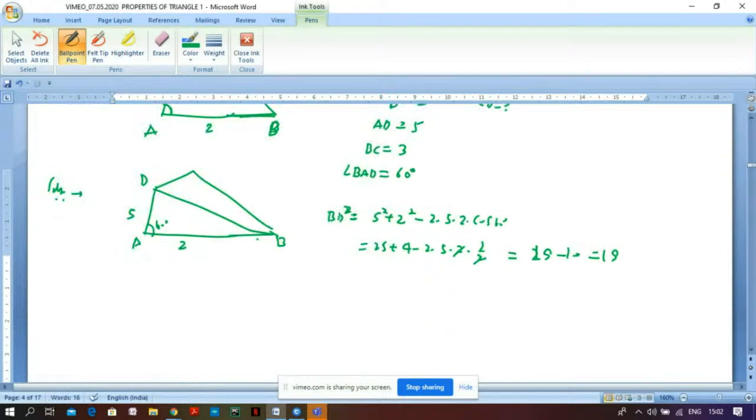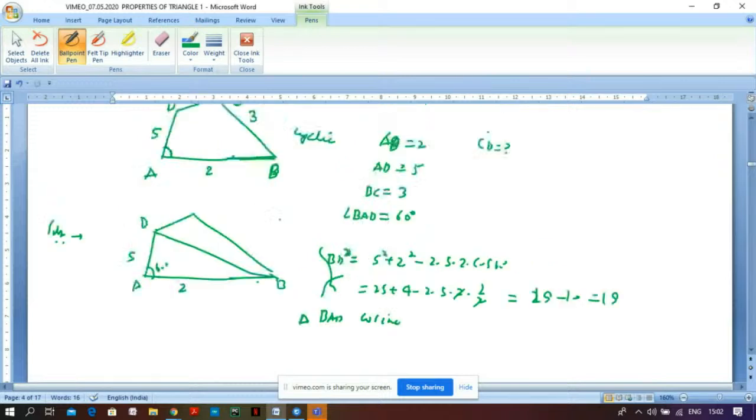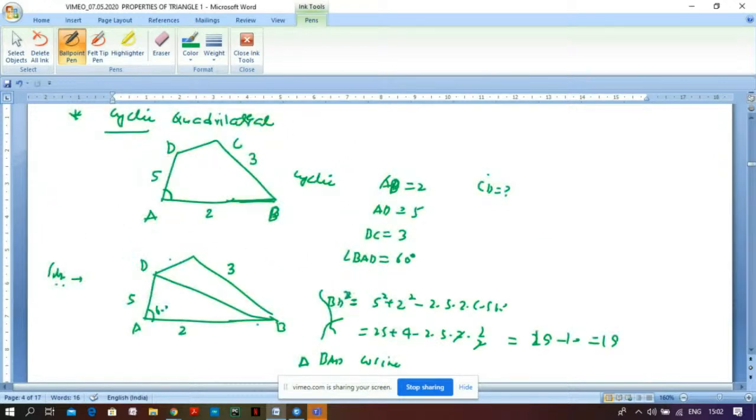So we applied the cosine rule once in triangle ABD, or say triangle BAD. We applied this cosine rule and we got this result. Now let's call it 3. Let's just call this side x, this is already x.